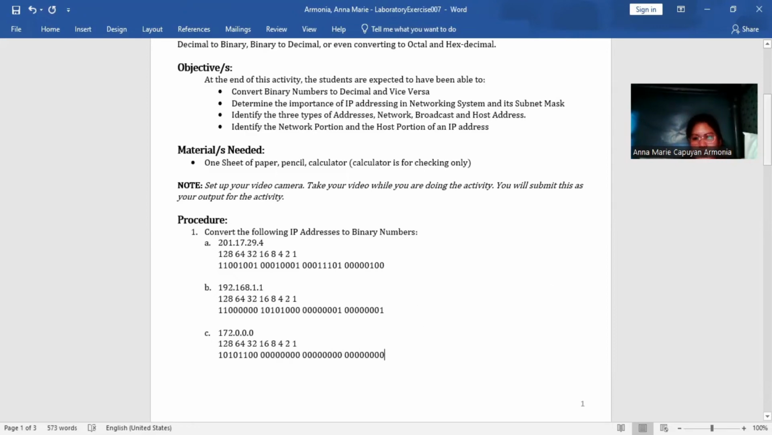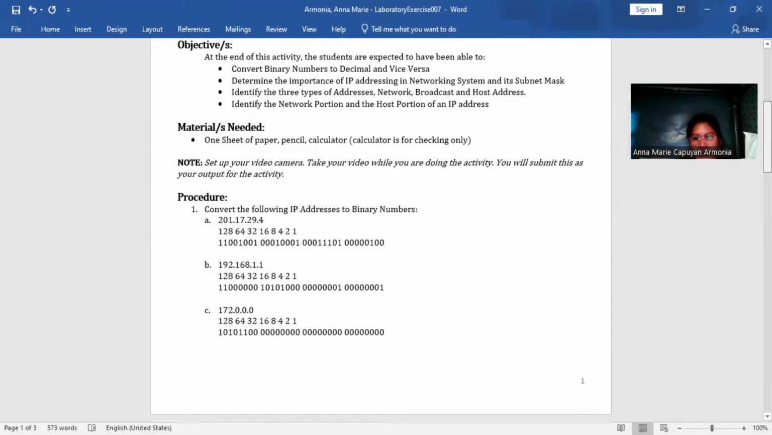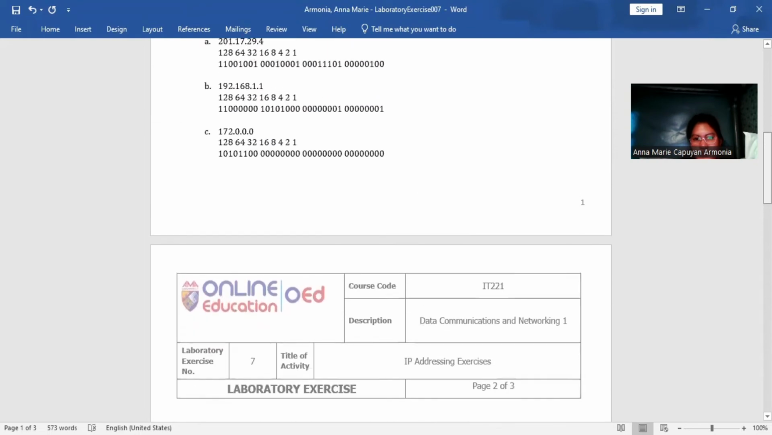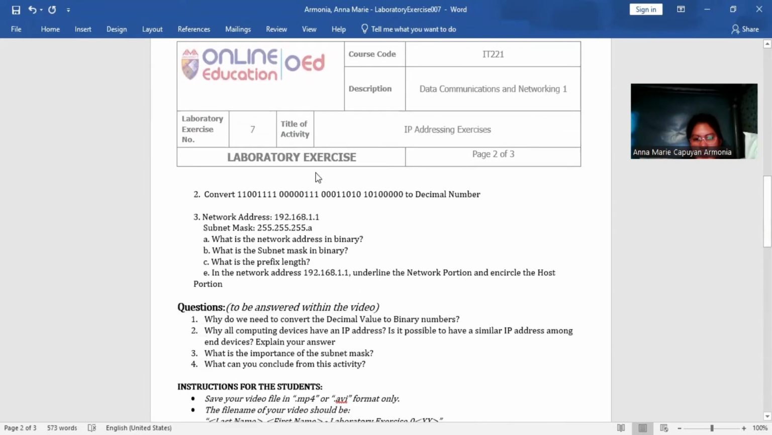Okay then, so we finished already problem C. So let's proceed with number 2, which is to convert the binary numbers to decimal numbers.